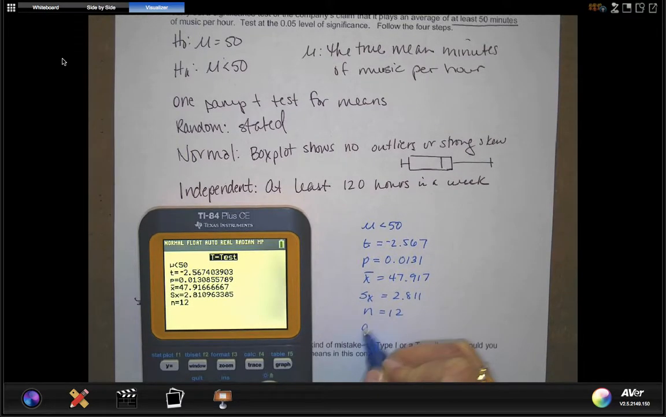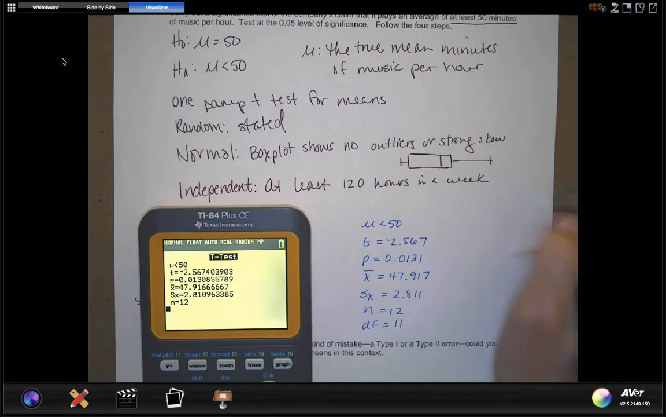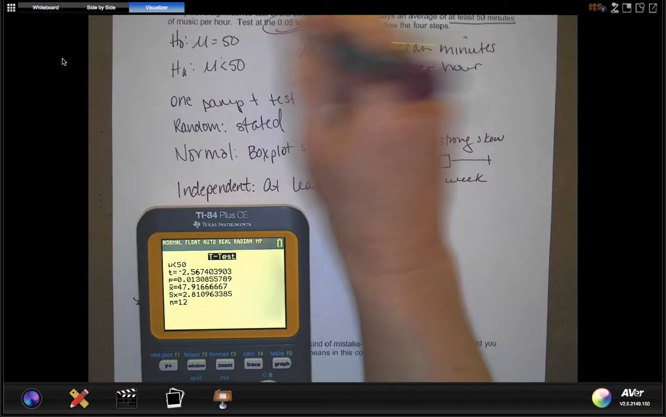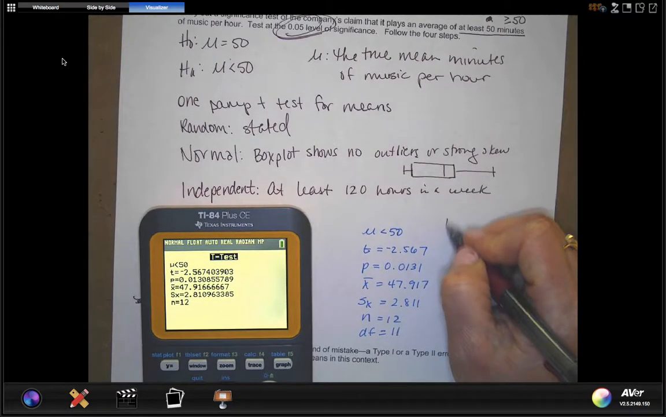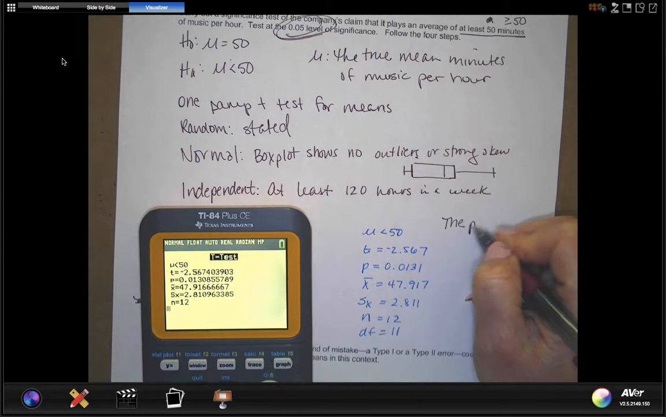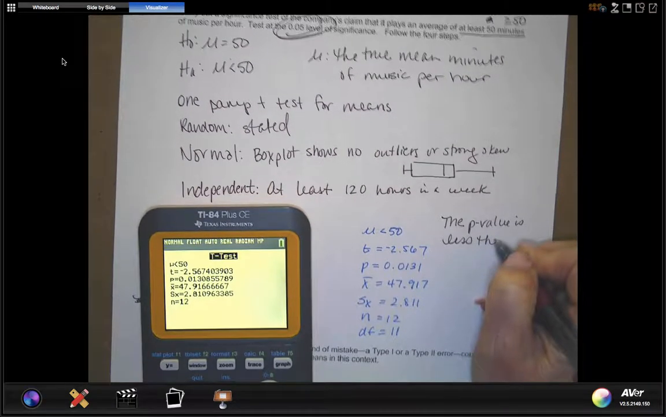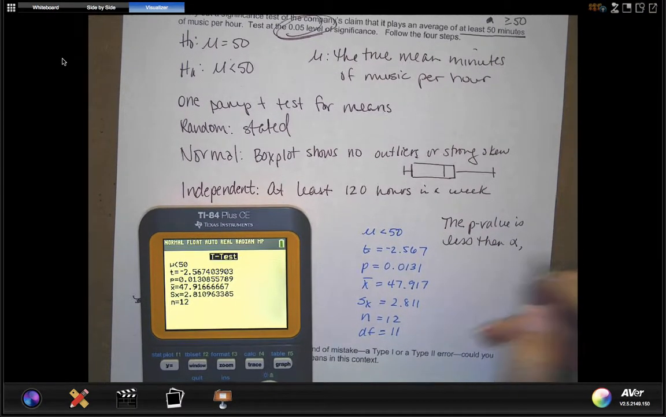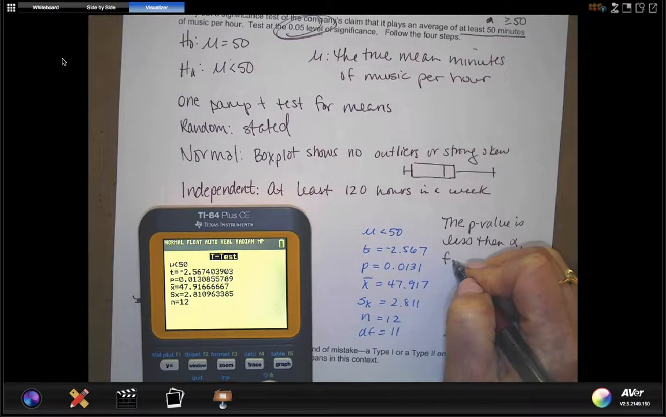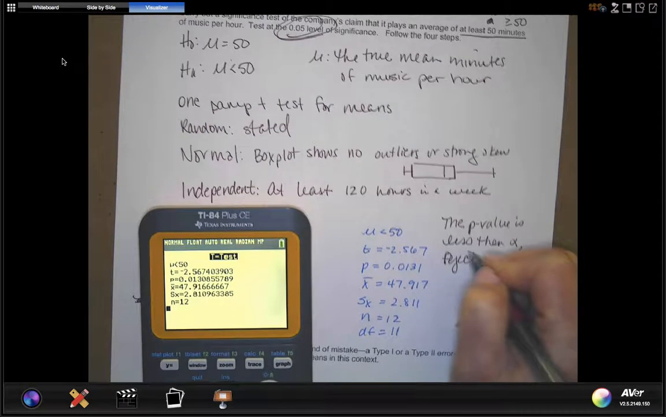And I'm also going to say what the degrees of freedom are, okay? All right, so then I want to write my conclusion. They gave me a significance level up here. So the p-value is less than alpha. So if it's less than alpha, I'm going to reject H0.